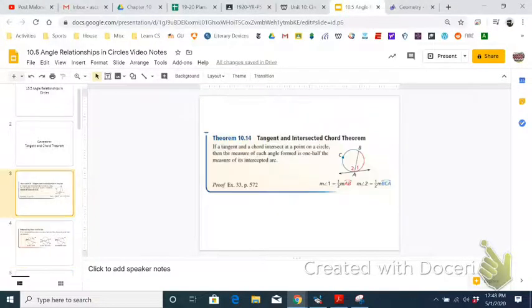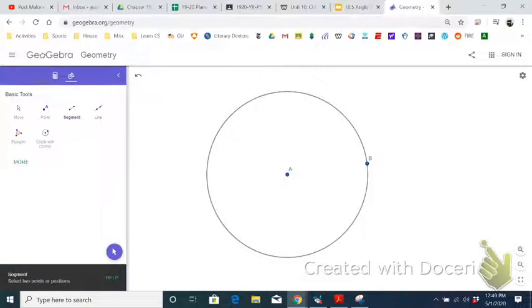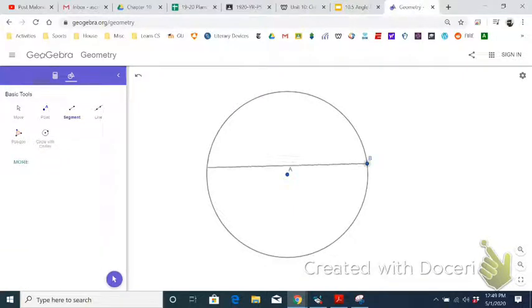So let's look at GeoGebra. I'm going to pause the video and set up GeoGebra. Okay, so I made a circle on GeoGebra, and now I'm going to create two chords by making two line segments that have endpoints on the circle. Then I'm going to find these angle measures and play around with it. Oops, that's a mistake. Let me finish this.